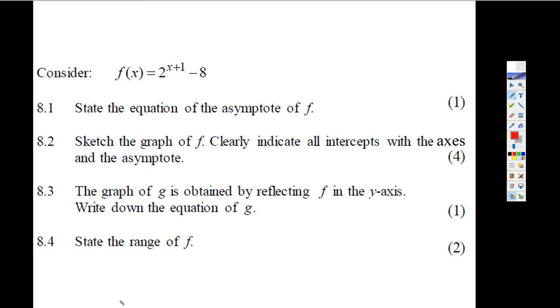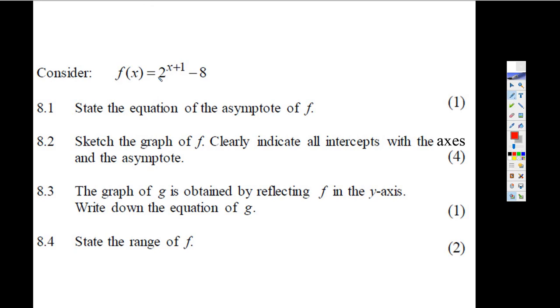Okay, the last question is an exponential question. And let's just get started. So here we go. We're given this exponential equation. We're supposed to state the equation of the asymptote.